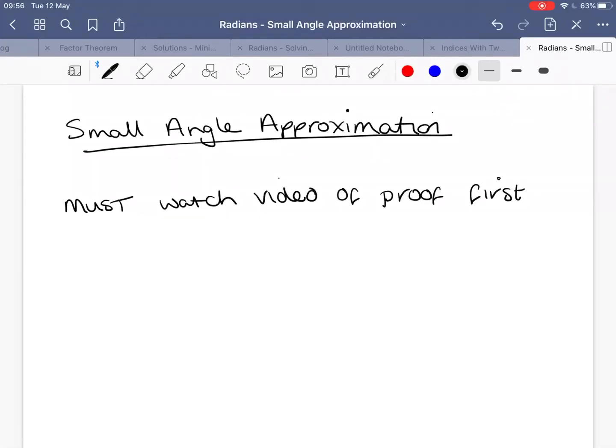Okay everyone, today we're going to look at small angle approximations. It's an approximation that we can use when our angle theta is very small for the trig functions, so for sine, cos and tan.